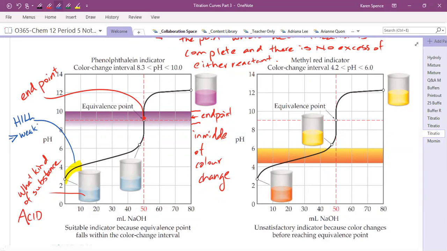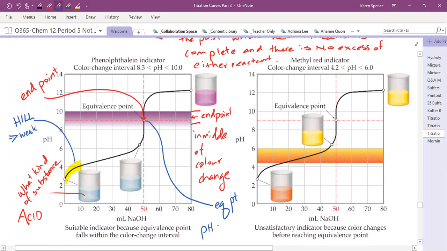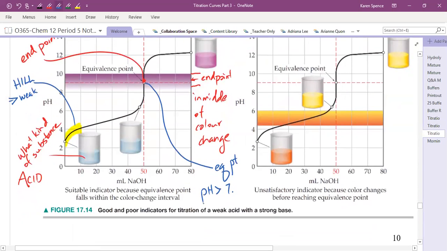The other thing I want to look at is the equivalence point. If I look at my equivalence point, the pH is greater than 7. The pH looks to be about 9-ish. If the pH is greater than 7 at the equivalence point, that means your acid is weak. So I want you to be looking out for those clues that you have a weak acid.